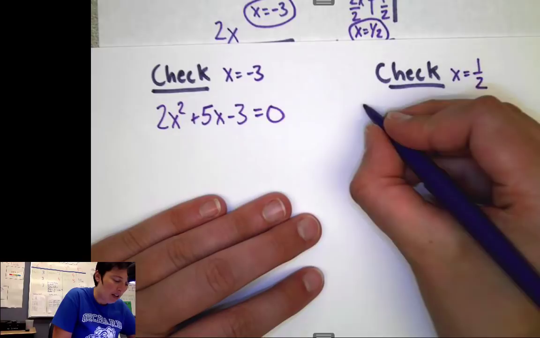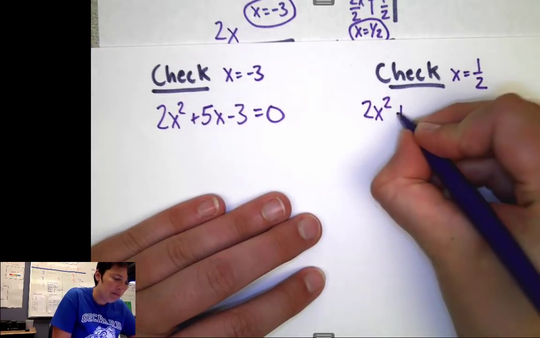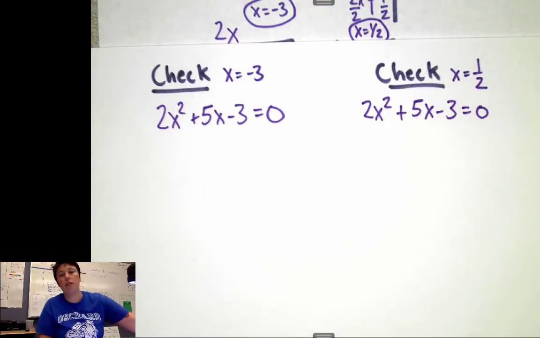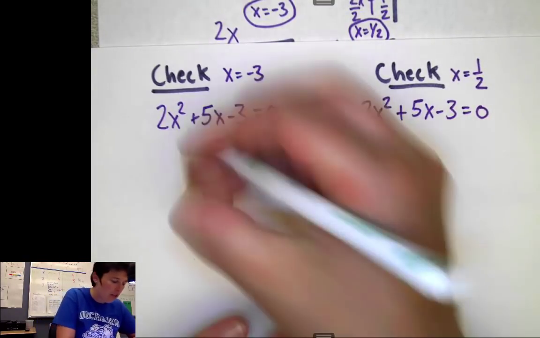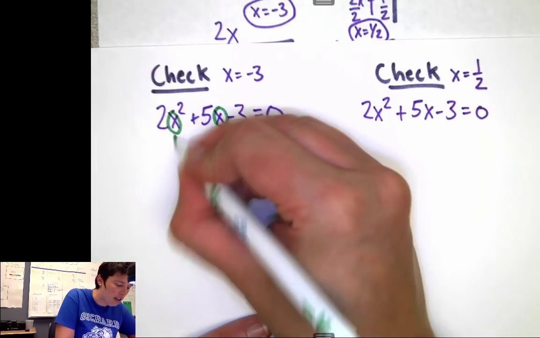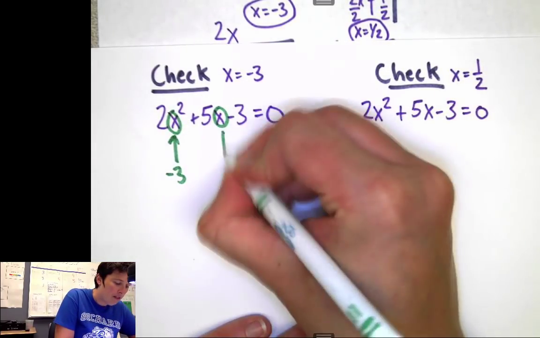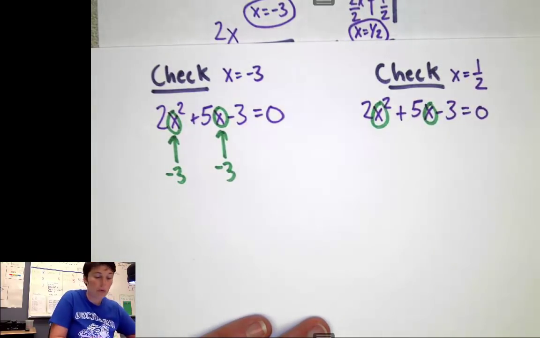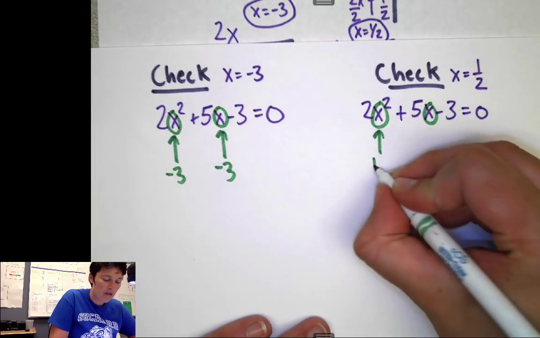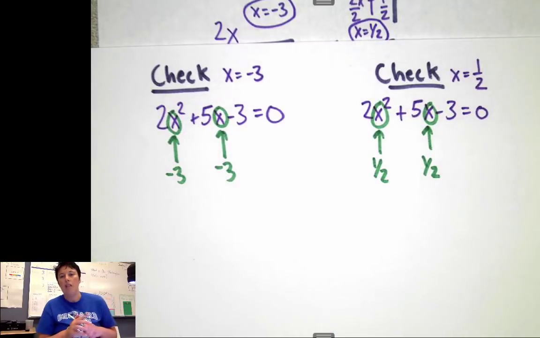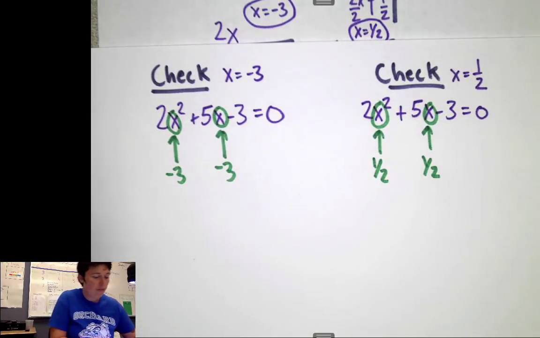So I'm going to do that same thing here, 2x squared plus 5x minus 3 equals 0. And what I'm going to do is replace the x's, like this and this, with my solution. In this case, negative 3. And in this case over here, I'll be replacing it with 1/2, or 0.5 if you prefer decimals. And then I'm going to go through and just see if they work. So let's see, 2x squared. Let's work with that.